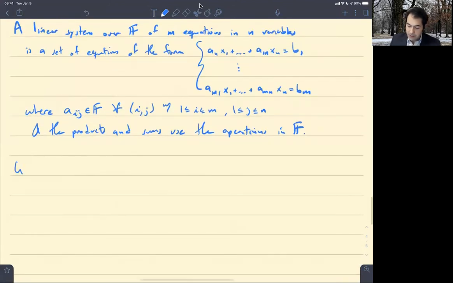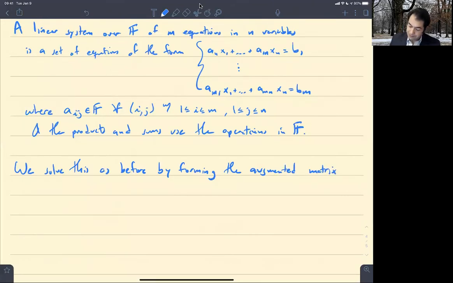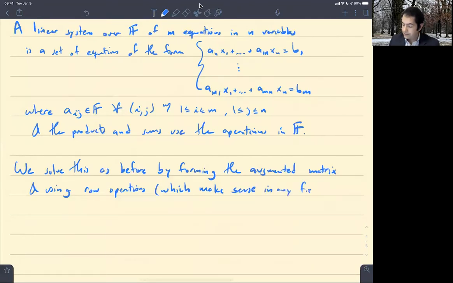Now we solve this as before by forming the augmented matrix and using row operations, right? Which, as we mentioned at the beginning, makes sense in any field. To put the matrix, the augmented matrix of the system, in reduced row echelon form.